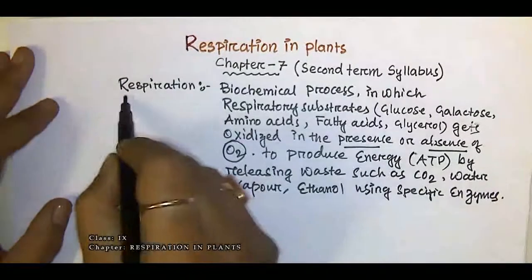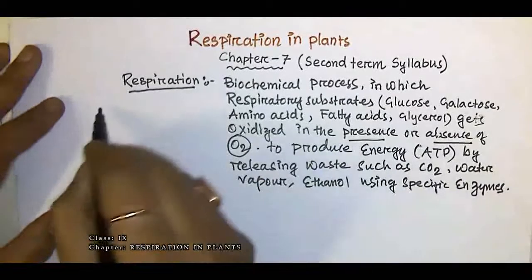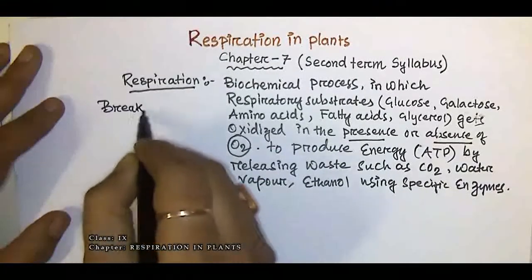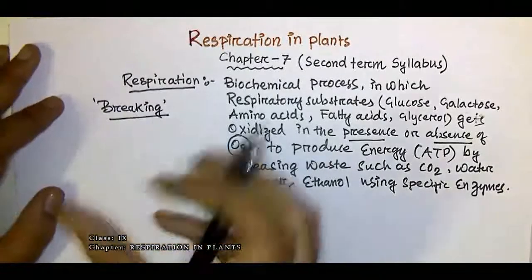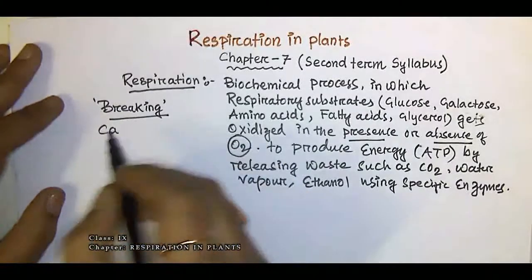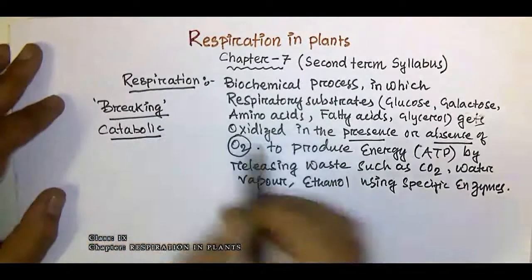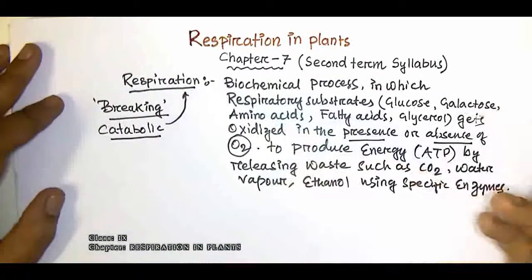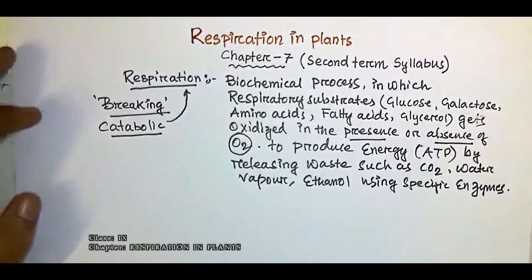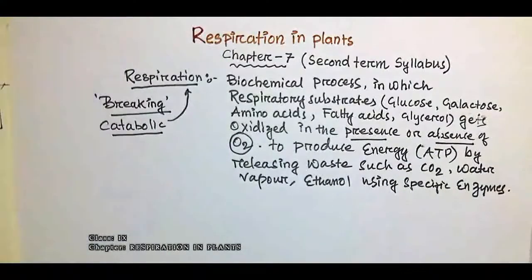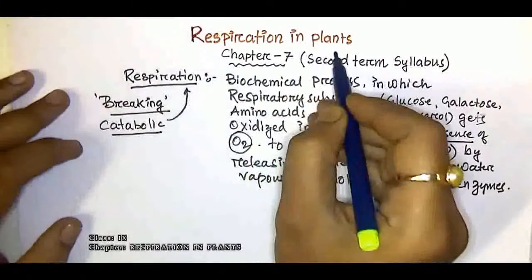Now, in the respiration process we are breaking respiratory substrates, and biochemical reactions in which we break things, these types of metabolic reactions are actually called catabolic reactions. So please remember that respiration is a catabolic reaction. I believe it is clear. Now, moving further to understand the respiration process occurring in plants.